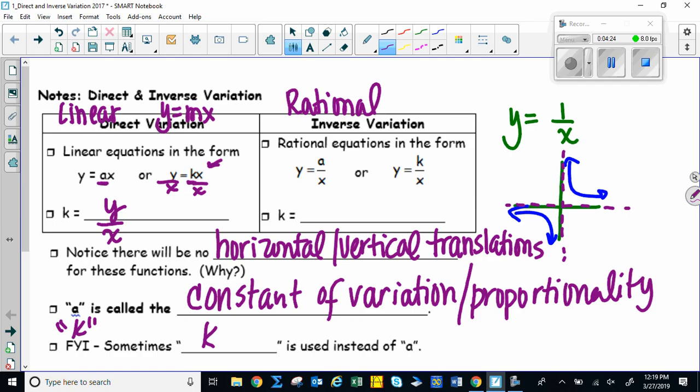Inverse variation is going to follow this format, y equals k over x. If I wanted to get this k by itself, what would I have to do? Multiply both sides by x. Right? Multiply by x, that cancels. So I have x times y. So I'm going to find my k value either dividing y and x or multiplying the x and the y together.